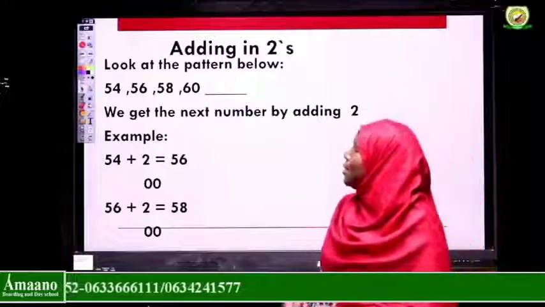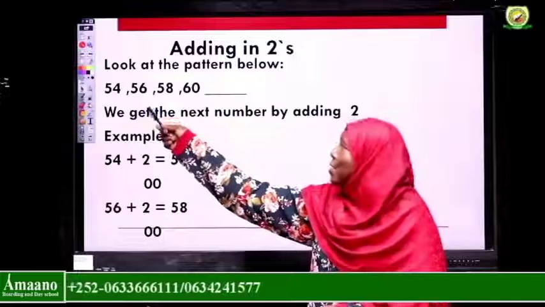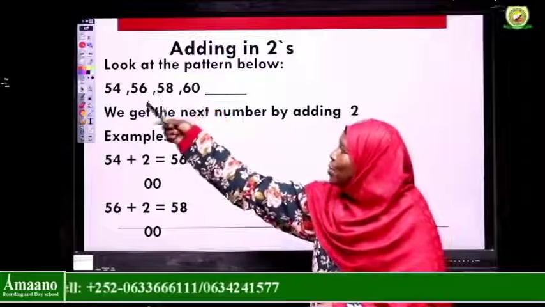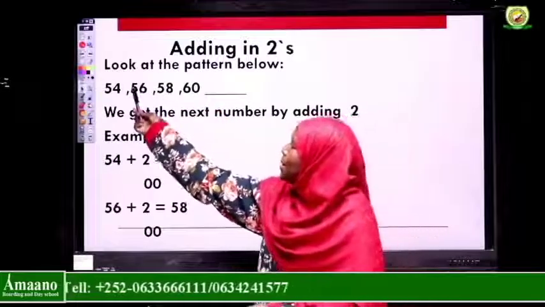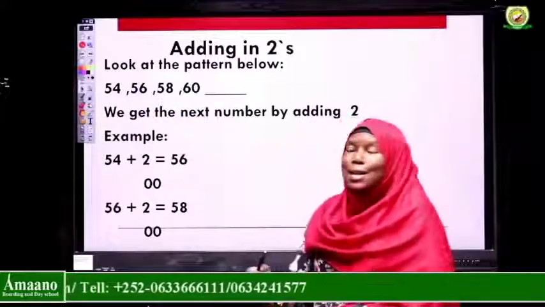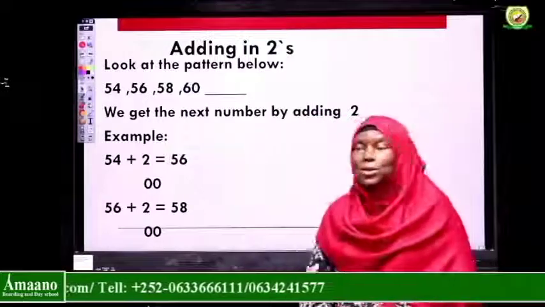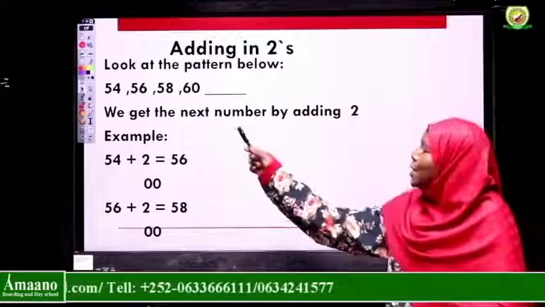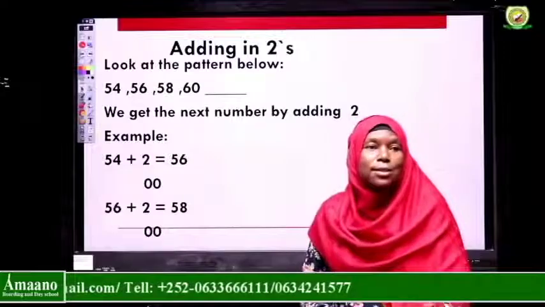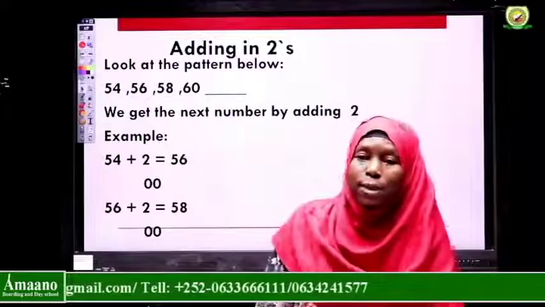We have this pattern here, which is 54, 56, 58, 60. Now, we want to find out which number is missing in between the 54, the 56 and the 58. To help us understand our lesson today, we have a few examples down there. Straight away, I will take you to our flashcards, which are right in front of me here, and I want us to understand a little bit more about this lesson.